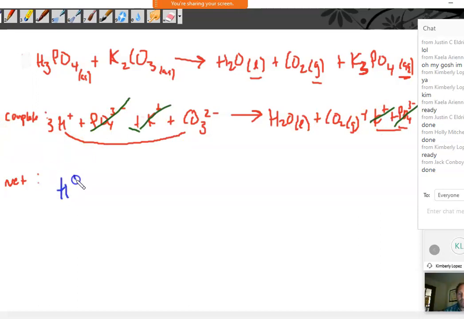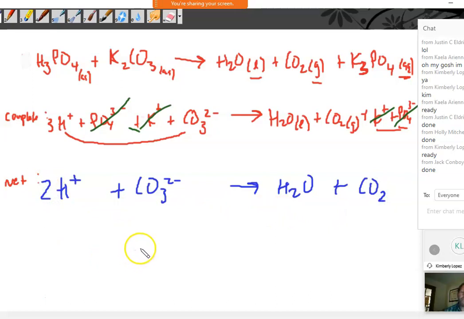So that would be H+ plus CO3 2- gives me H2O plus CO2. And to balance it, you'd have to put a 2 right there. So this is my net ionic equation. If you look, it's basically a neutralization reaction. You have acid plus carbonate gives you water and CO2. So it neutralized.